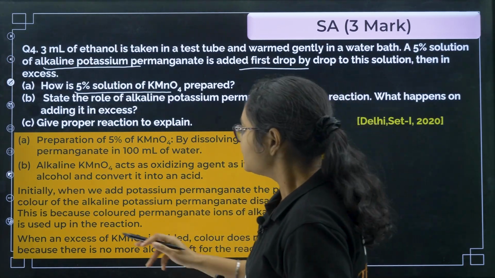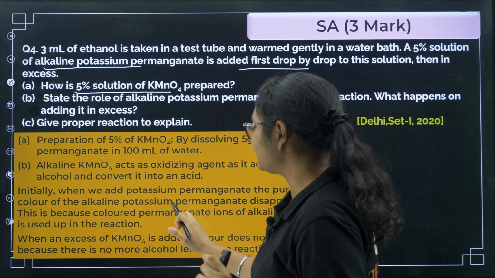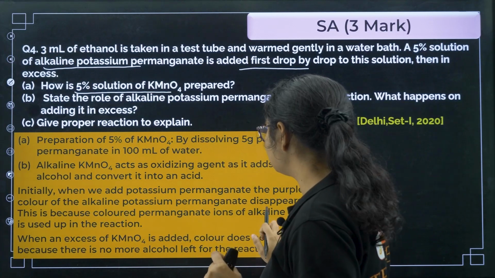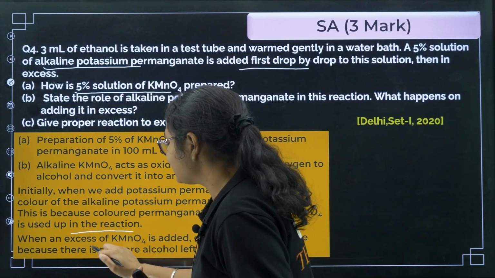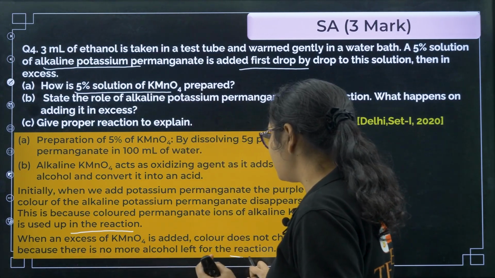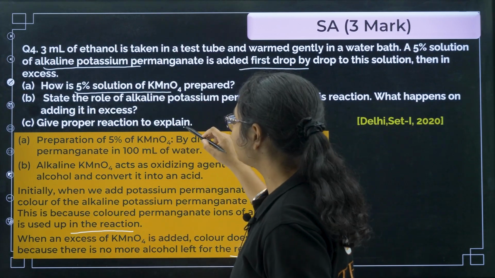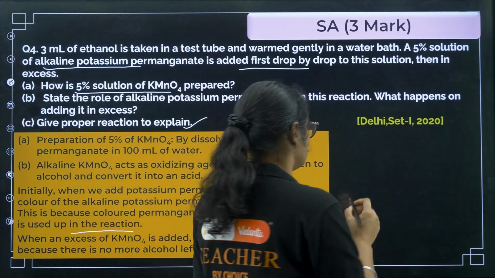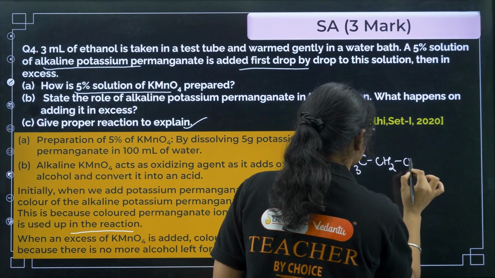in color. Okay, so initially when we add potassium permanganate, the purple color of the alkaline potassium permanganate disappears. This is because the colored permanganate ions of alkaline KMnO4 are used up in the reaction. But when an excess of KMnO4 is added, the color does not change because there is no more alcohol left for the reaction. Okay. Next, give a proper reaction to explain. So I will write the reaction between ethanol and KMnO4 here. So it is like this.